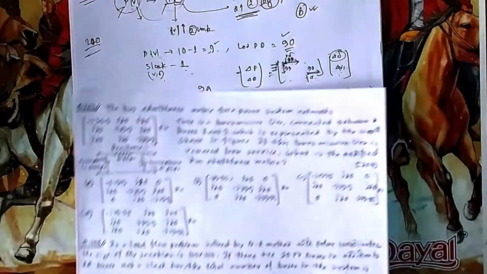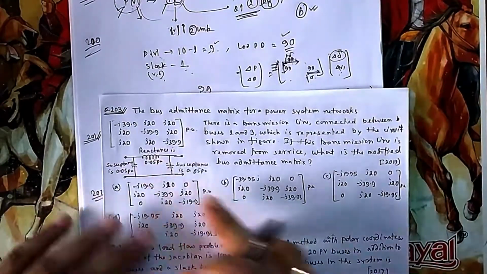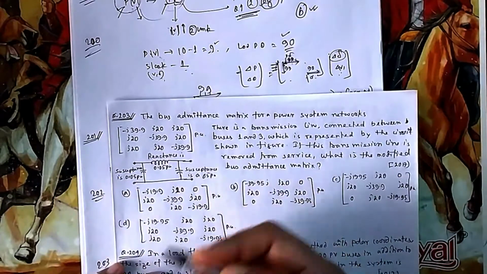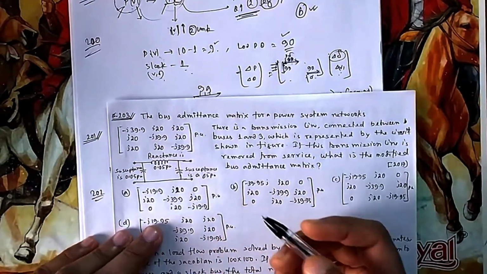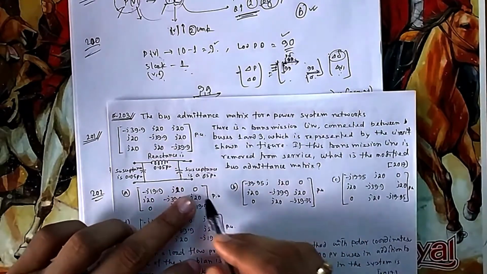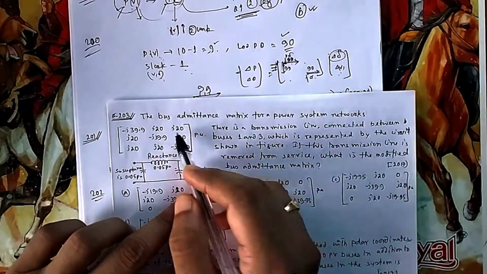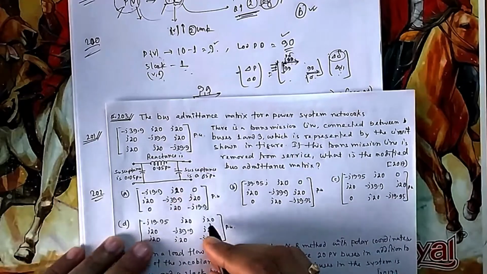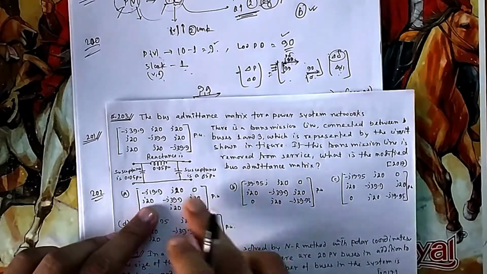So if you remove something, that is, the line between 1 and 3 is removed, then the 1, 3 element, the 3, 1 element, the 1, 1 element and the 3, 3 element will get affected, the rest will be the same. So 1, 2 will be the same, so you can see everywhere it is the same. Because the line between 1 and 3 is removed, the 1, 3 element will be 0. So D is not becoming 0, so D will obviously not be the answer.